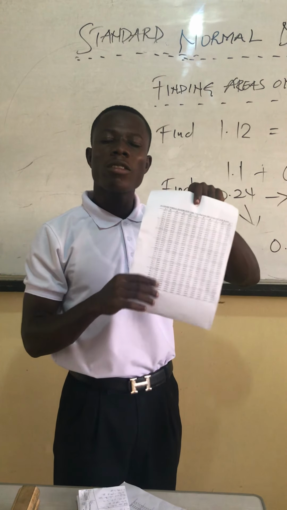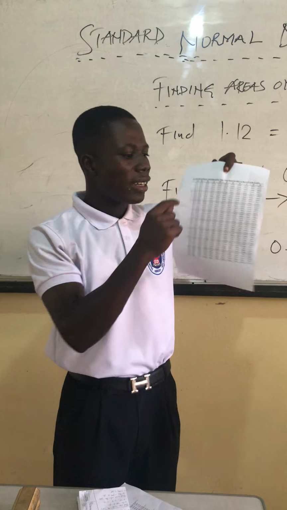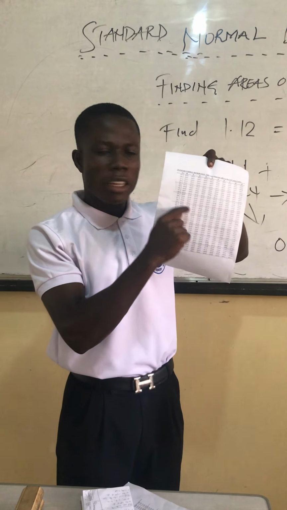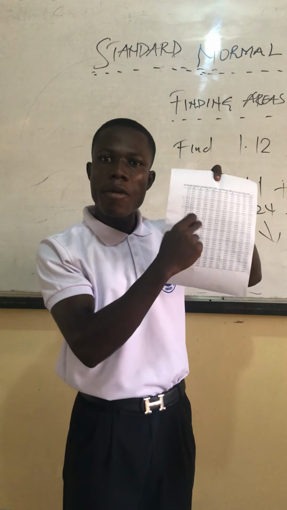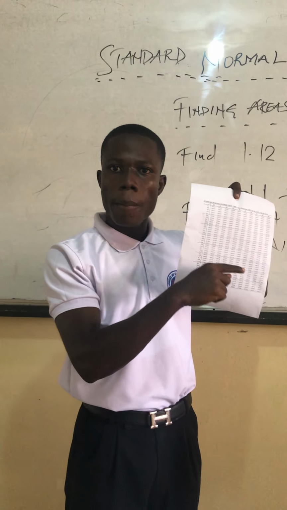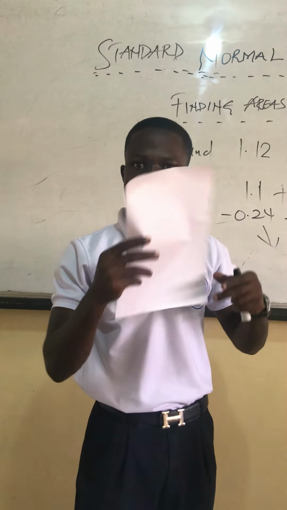But when you are asked to find an area on the right of z, it means the answer you find here is not your final answer. You have to deduct this answer or the area you find here from 1 before you can get your final answer. Let's break an example so that you understand what I'm trying to say.